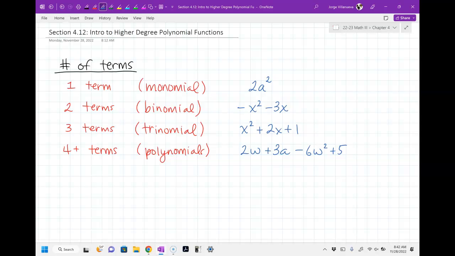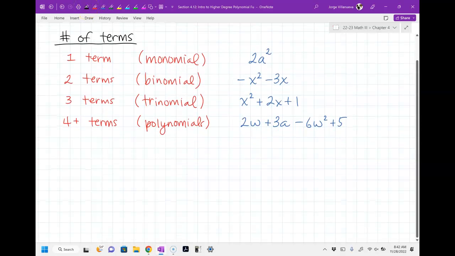Okay? So whenever they ask you how many terms it has, you're going to have to say it's a monomial, binomial, trinomial, or polynomial. Okay? Any questions on that one? So like I said, it kind of starts pretty easy.